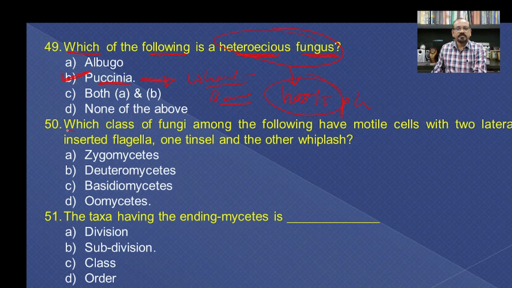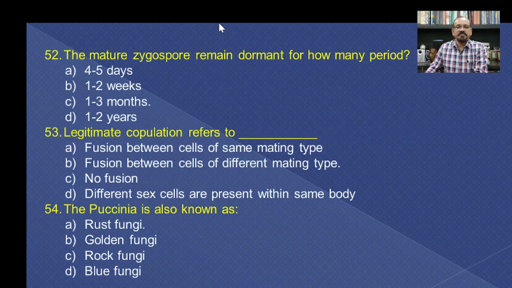Then which class of fungi among the following have motile cells with two laterally inserted flagella? One is tinsel and another will be the whiplash. So such a type of spores in which the two flagella are there, one is the tinsel and another one is the whiplash, and that is the characteristic feature of the mycetes. The taxa having the ending mycetes, that is zygomycetes, deuteromycetes, so these are the subdivisions, and hence B will be the correct answer for this question.